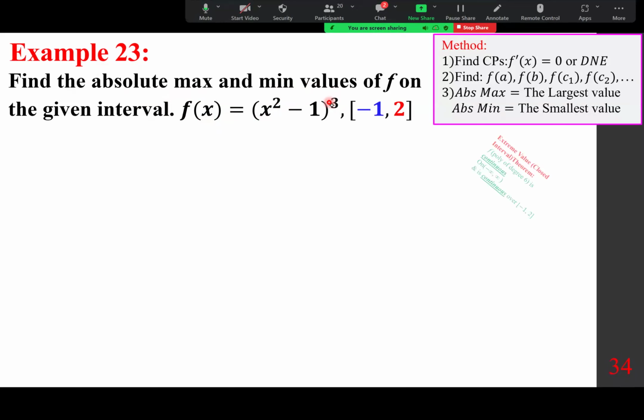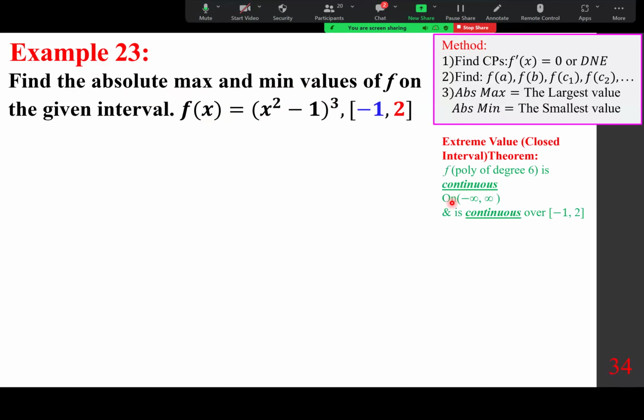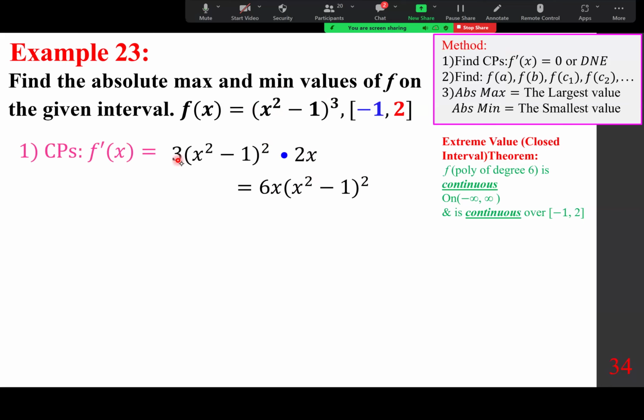Domain is all real numbers. So this is a polynomial of degree 6. Domain is all real numbers. Therefore, it's continuous in the given interval. When we say domain is negative infinity to positive infinity, that means continuous. Okay. And so we are going to find f prime of x. To do so, we put the 3 in front. x squared minus 1 squared times the derivative of the inside, 2x. If we put 2x next to 3, we get 6x. So that's f prime of x.